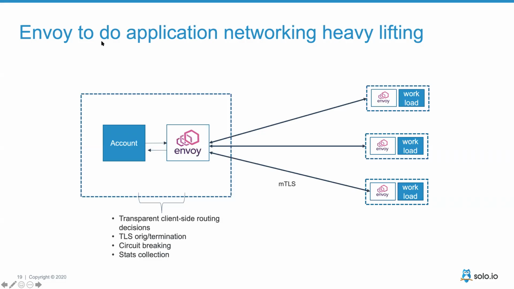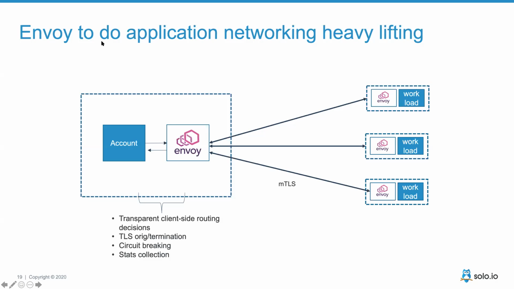So Envoy in a service mesh sits next to the workload. And when the workload, in this case account service, wants to talk out to the network, the traffic flows through Envoy. Envoy can be seen as an interceptor. It's called a sidecar in this deployment model, especially in Kubernetes. It enriches the application network traffic with things like client-side load balancing, TLS origination, circuit breaking, and so forth.